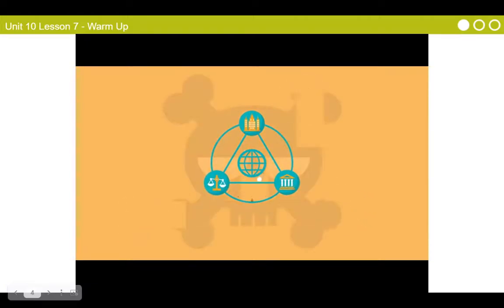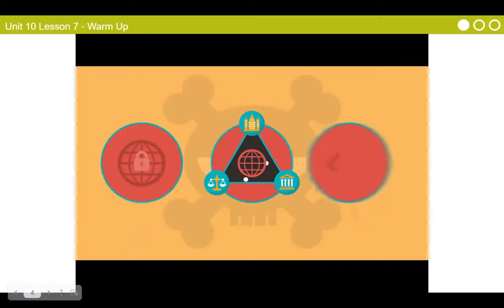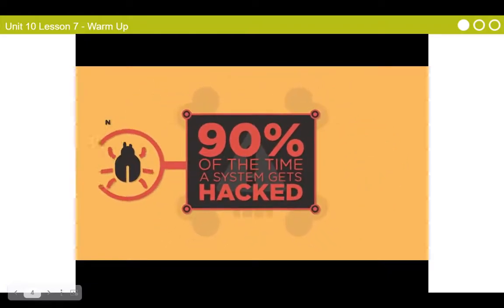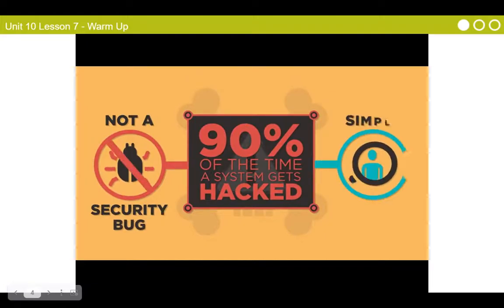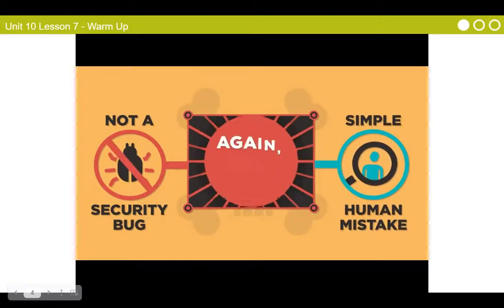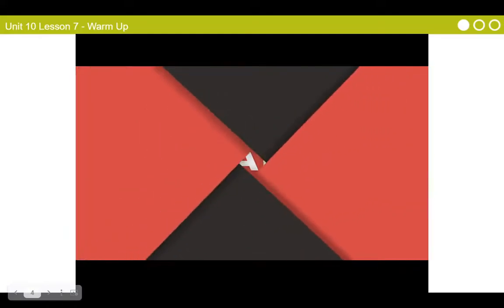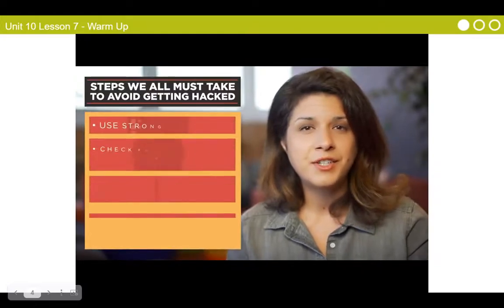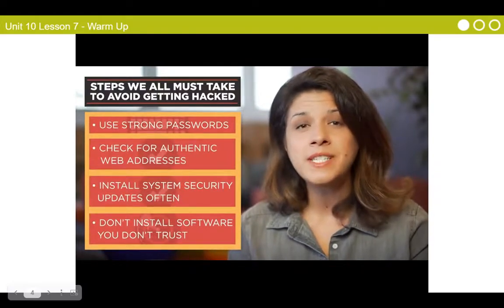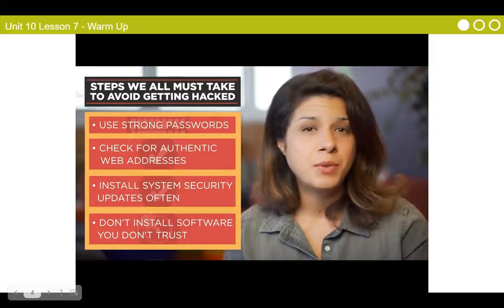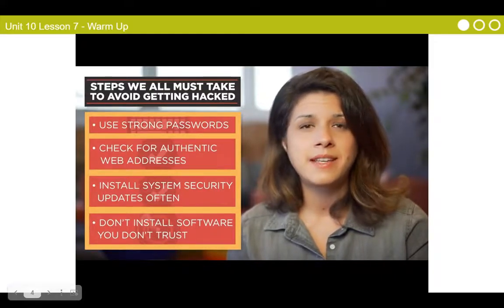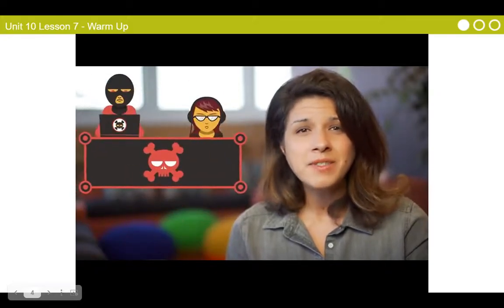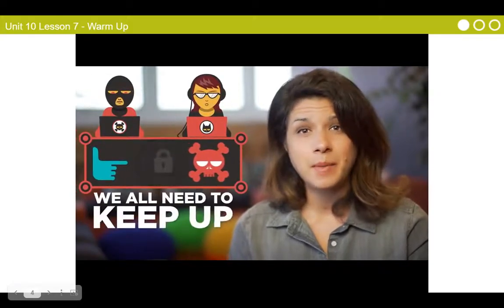You may think when a computer system gets hacked, the problem was the security design or the software. 90% of the time a system gets hacked, however, it's not because of a security bug, but because of a simple mistake made by a human. It turns out there are steps we can all take to protect ourselves. Often, your actions not only impact the security of your own data and computer, but the security of everyone at your school, workplace, and home. With billions or trillions of dollars at stake, cyber criminals get smarter each year, and we all need to keep up.